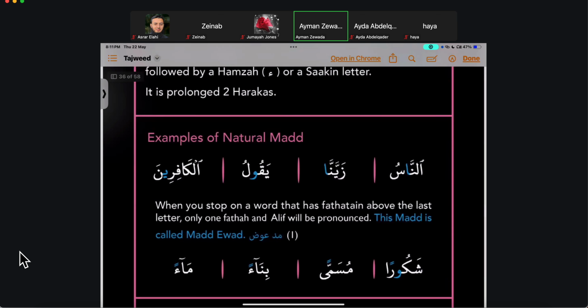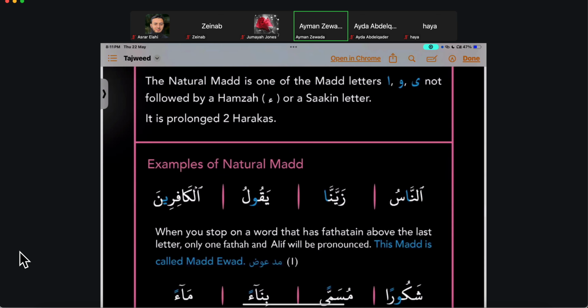Examples of natural mad: الناس، زينا، يقول. Now, notice, you just say the letter the way it should be said. And I think all of you have already got this down.